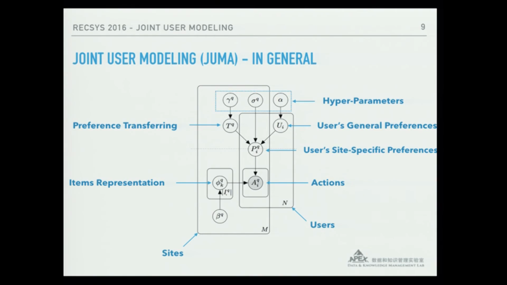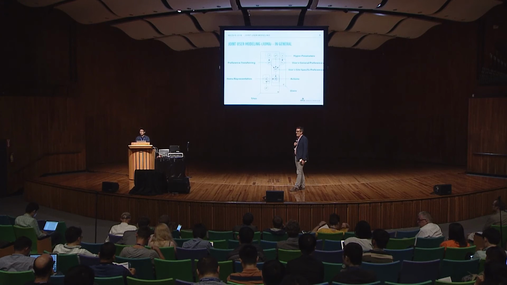The model can be interpreted as each user first has a general preference vector, which is shown on the right, and then when participating in each site, the general preference gets transferred by the transferring matrix for the given site into the site-specific preferences, and then based on those site-specific preferences, we generate the actions. So that is the interpretation for the framework. Okay, thank you.